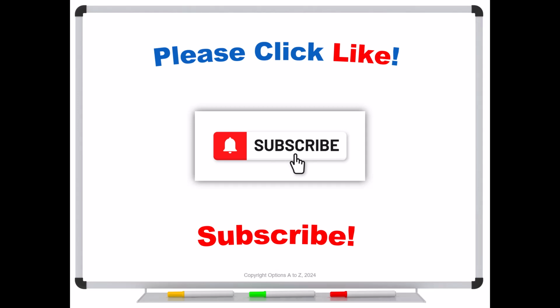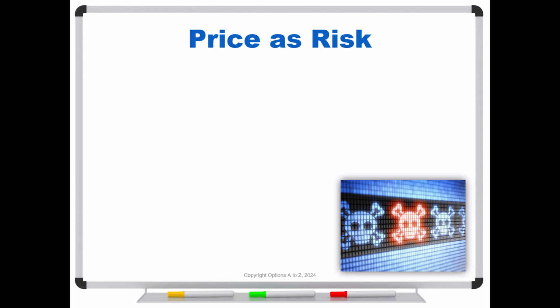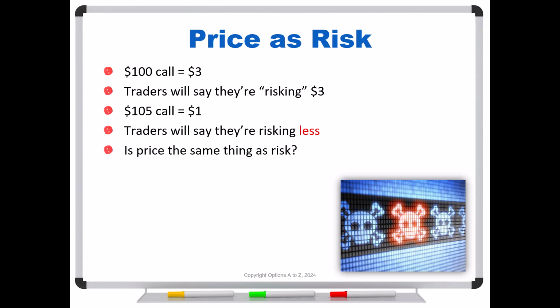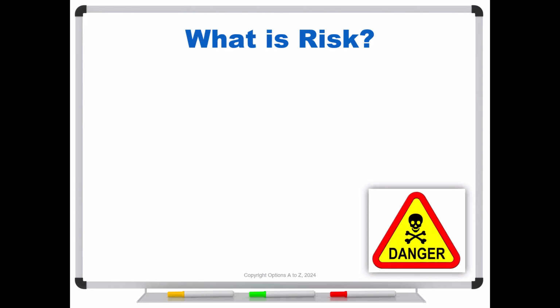So, first of all, what do we mean by price as risk? Well, let's say that we have a $100 call trading for 3. Traders will say they're risking $3. Well, what if the 105 call is trading for a buck? Well, now traders will say they're risking less. The question that we want to address here today is, is price the same thing as risk? Is this really the best way to understand risk? To do that, we have to back up and ask, what is risk?